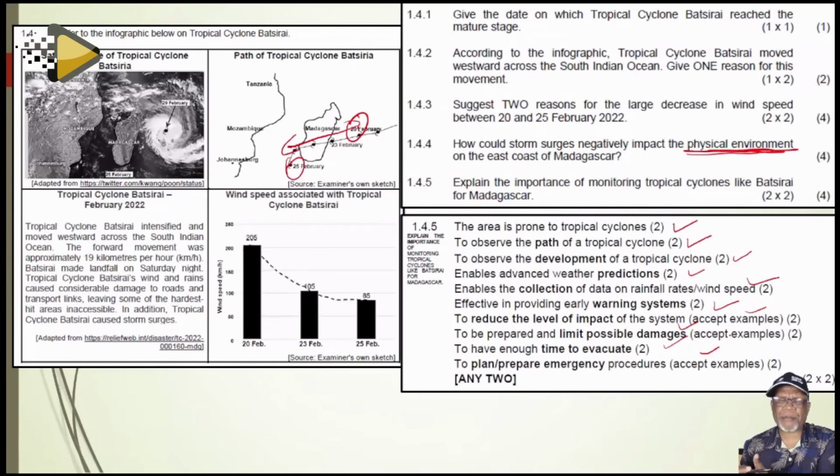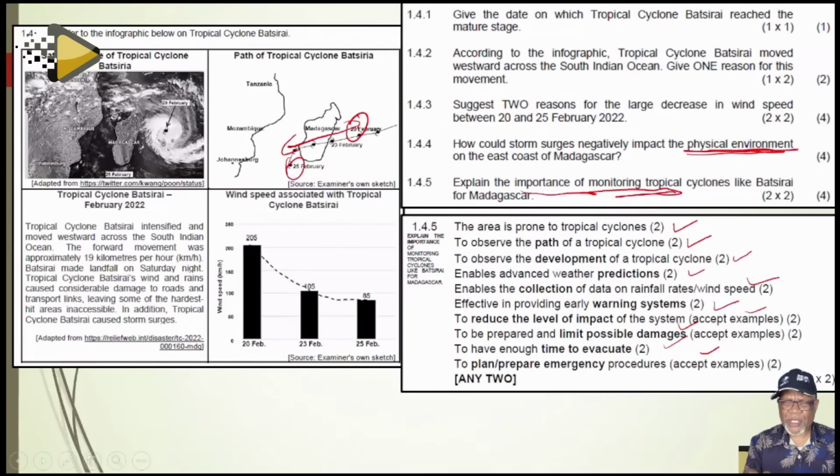This is an application question. Everybody should be able to give two answers here. Everybody should be able to give why it is important to monitor tropical cyclone. So this has a lot of answers. Out of 100,000 learners, we expect to find 100,000 different answers there. So it does not have to be the same as any other answer.